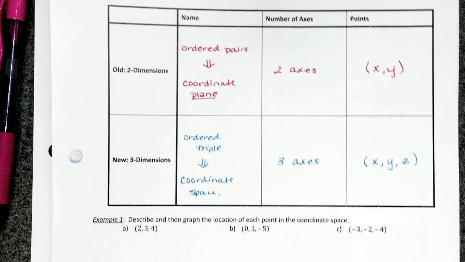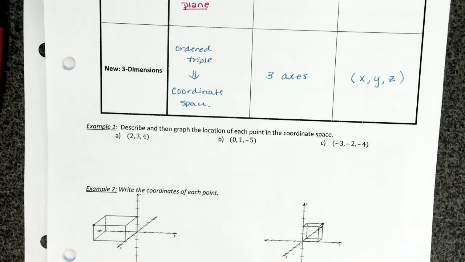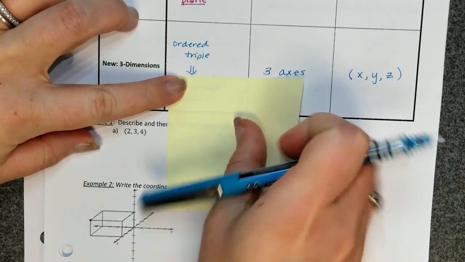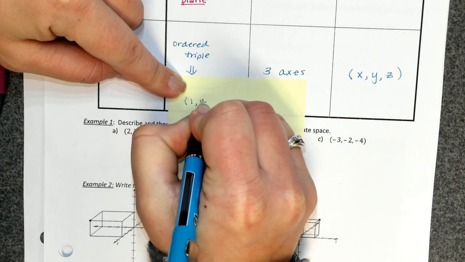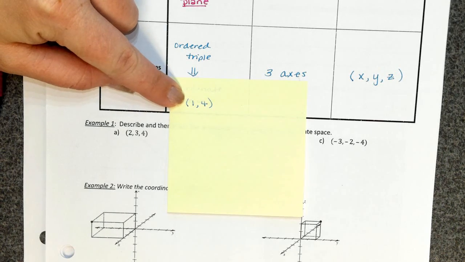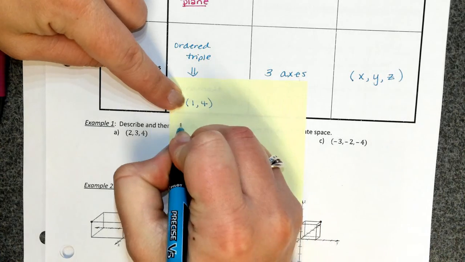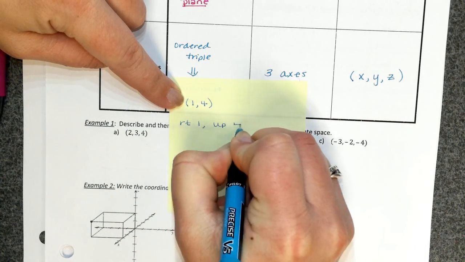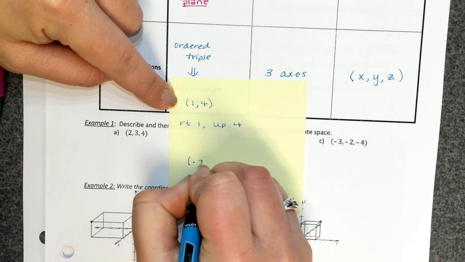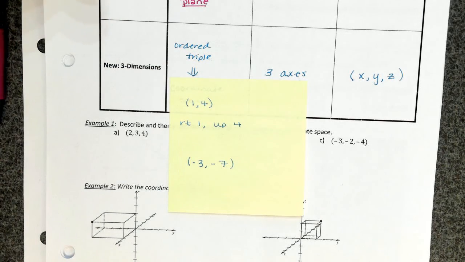So we are going to talk about how to describe the location based on these points. Previously, you don't have to write this down, but if I gave you the point 1, 4, how would I get to this point? Go to 1 on the x, and then you go up to 4 on the y. So this one would go right 1, up 4. That's how I'd get there. Is that okay?